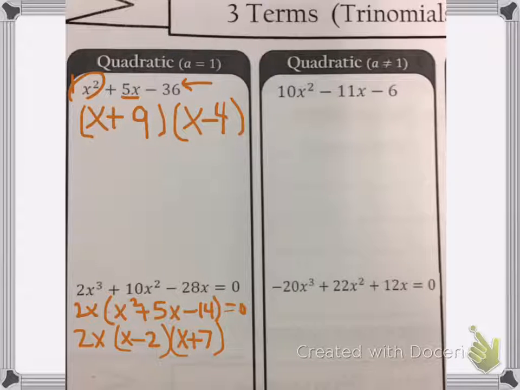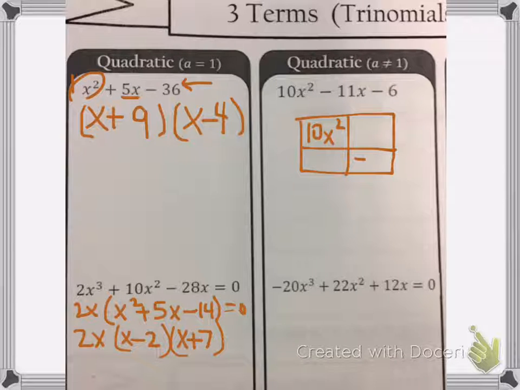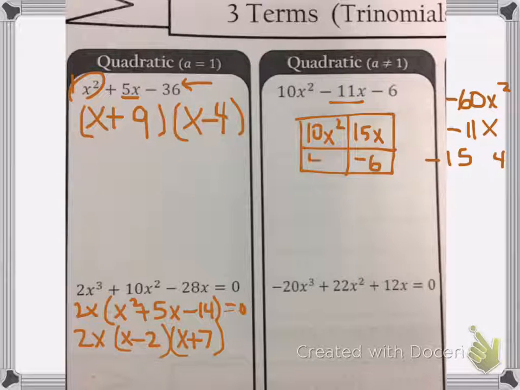Okay. Then we learned that if we had a number out in front right here that we needed to do a box. So the first part of the box has the first number in it. The last corner of the box has the last number in it. I multiply those together to get a negative 60x squared. So I'm looking for two numbers that will multiply to negative 60 and add to a negative 11x. So when I think about that, I'm thinking I could do 15 and 4 if the 15 is negative and the 4 is positive. So I'm going to put 15x here. I'm going to put 4x here.